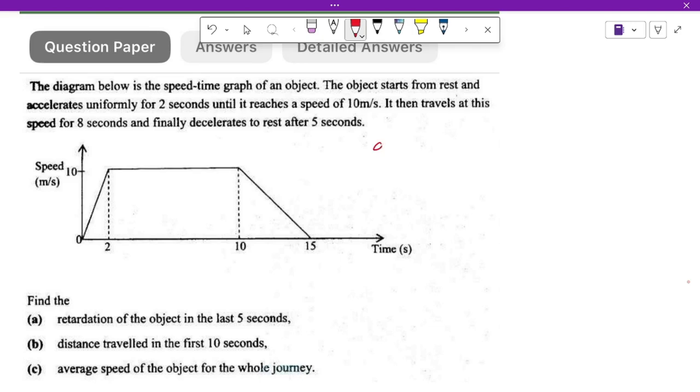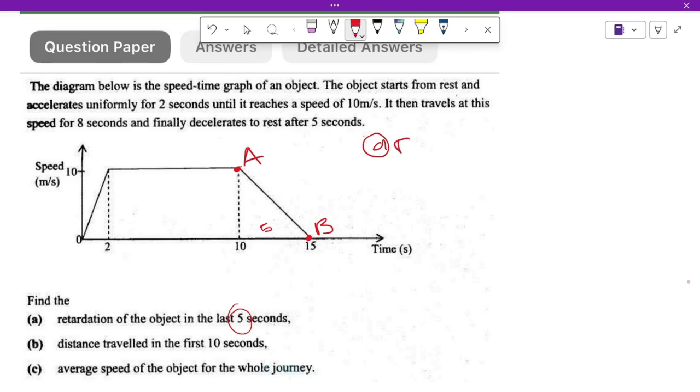Question A says, what are we finding? Find the retardation of the object in the last 5 seconds. The last 5 seconds is going to be 15 minus 10, giving you a 5 there. So in the last 5 seconds, it moved from this point until it got to rest here. Let's call this one A and this one B. That's the journey we're trying to find. It started from A and ended at B.